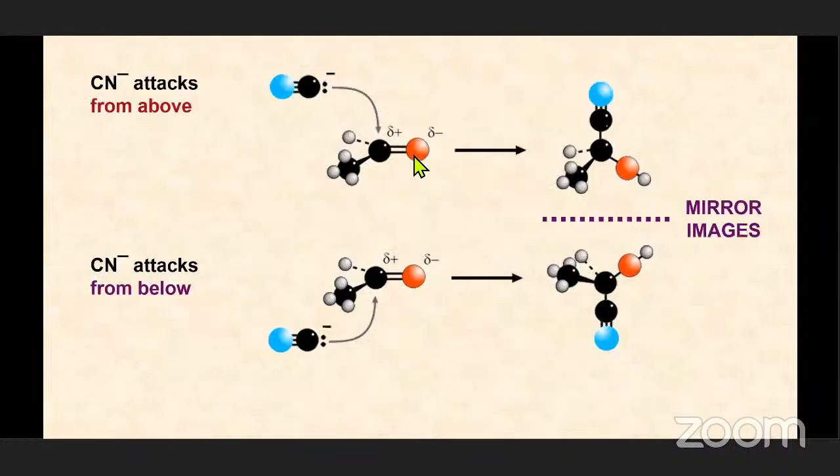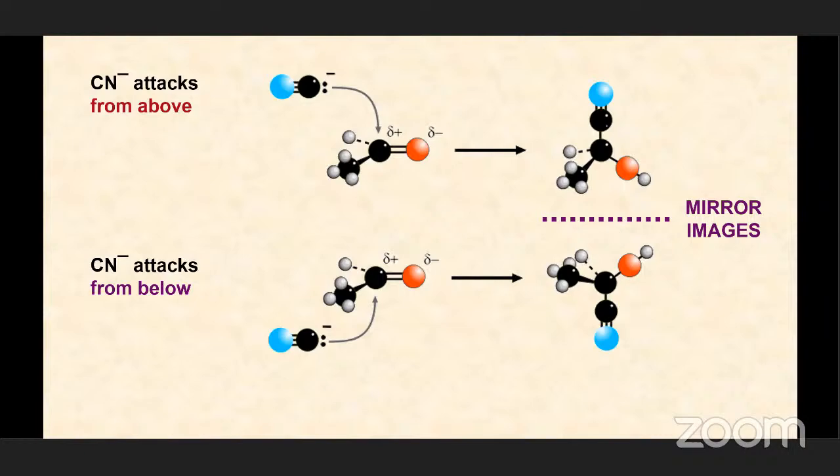So you have to be careful about this thing. You'll be asked little questions on this. Remember, when the carbon is bonded to 3 groups, it's trigonal planar, and if any molecule or ion is attacking it, it would have 2 options: come from the top, or come from the bottom, and that would result in 2 mirror images. Is this clear?